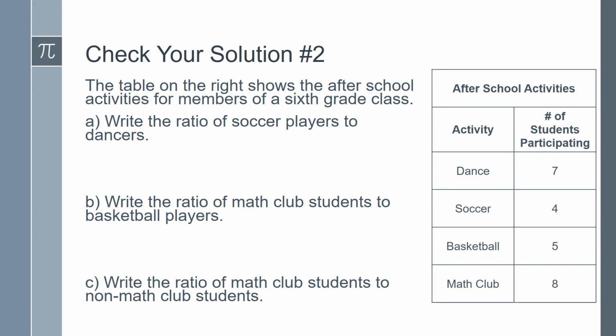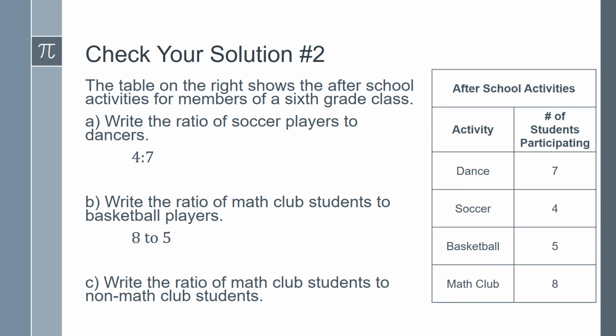Part A asks us to write the ratio of soccer players to dancers. There are 4 soccer players and there are 7 dancers, so this ratio is written as 4 to 7. For Part B, we will need to write the ratio of math club students to basketball players. There are 8 math club students and there are 5 basketball players, so the ratio of math club students to basketball players is 8 to 5.